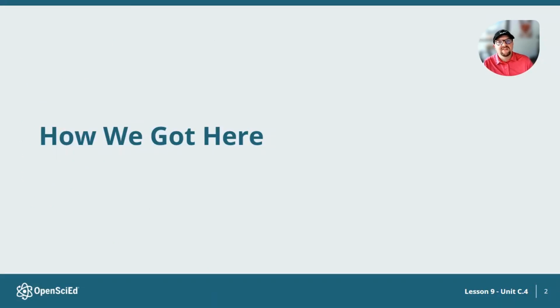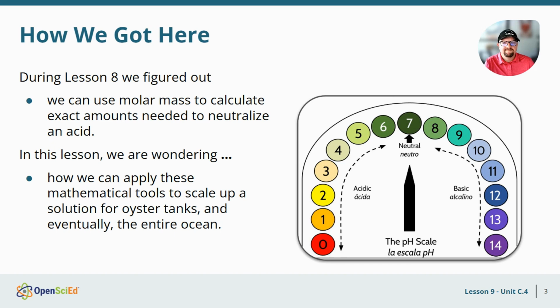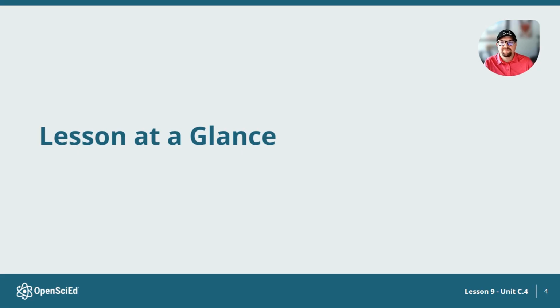Let's anchor where we've been in this unit storyline up to this point. In Lesson 8, our students made a big conceptual discovery. They figured out that coefficients in a balanced equation represent precise particle number ratios and used molar mass to calculate how much base neutralizes a specific amount of acid. Now we are moving from that small scale, perfect mathematical world into wondering how we apply these tools to scale a solution up for the entire oyster hatchery tank, and also eventually the entire ocean.